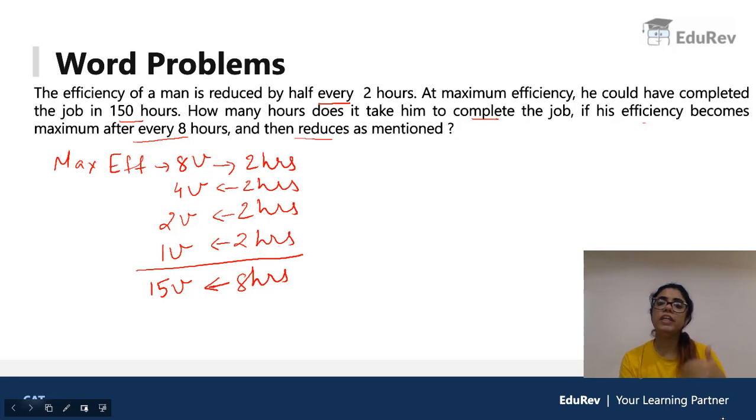After 8 hours, what will happen? It will again reach maximum efficiency. Again maximum efficiency. So in 8 hours, 15 units are being done.